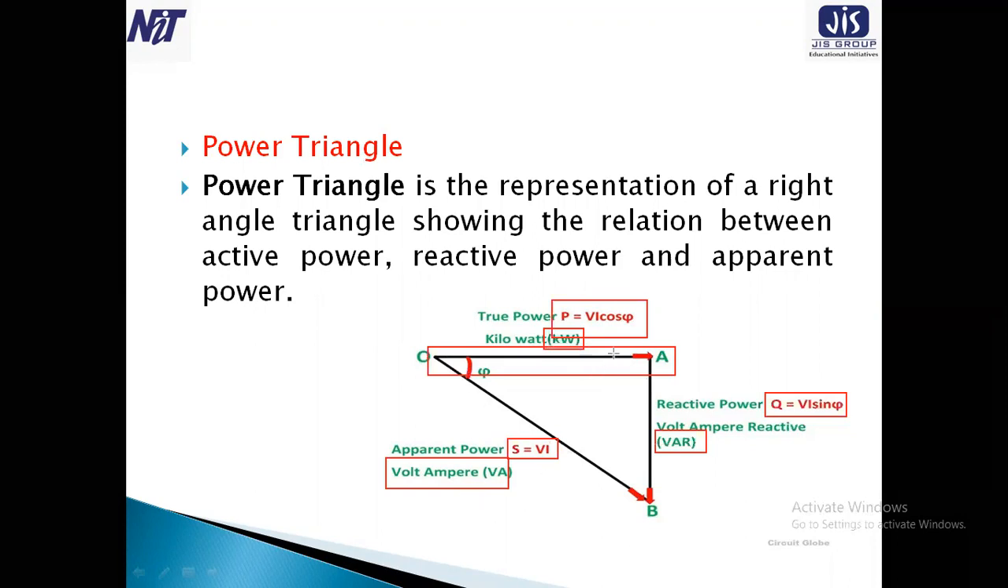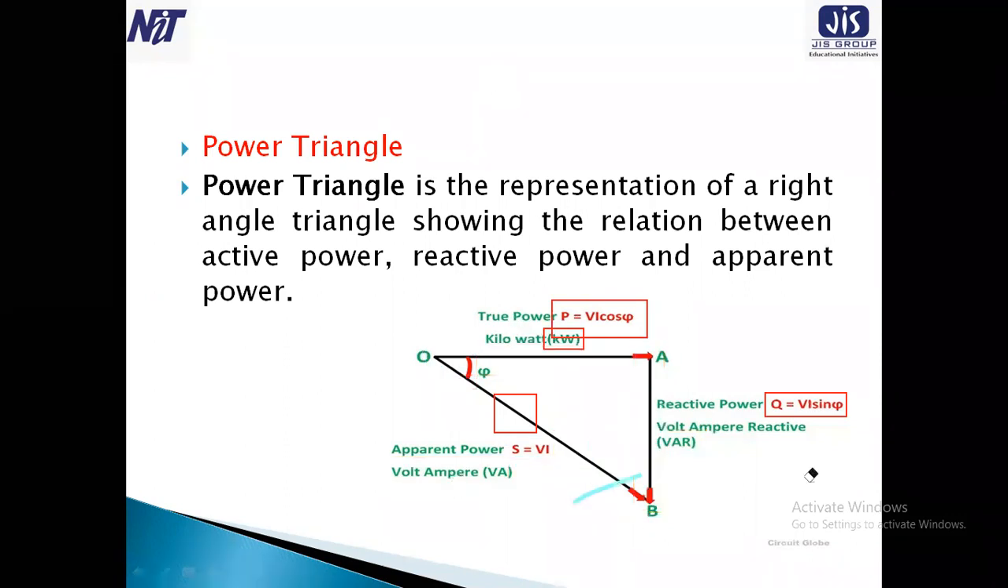So if we draw a triangle like this, that is called the power triangle of the three types of power, where one power is active power, another one is reactive power, and the third one is apparent power. So this is the representation of the power triangle.